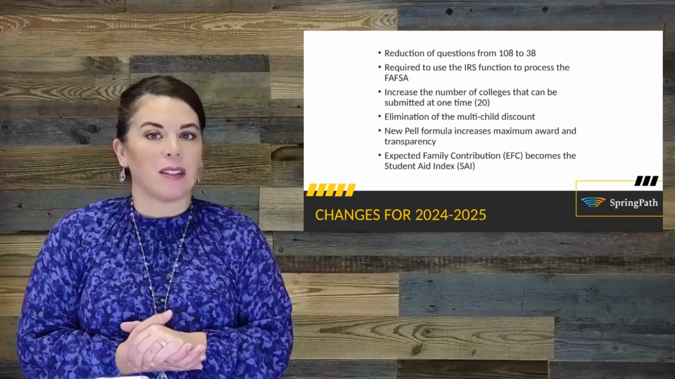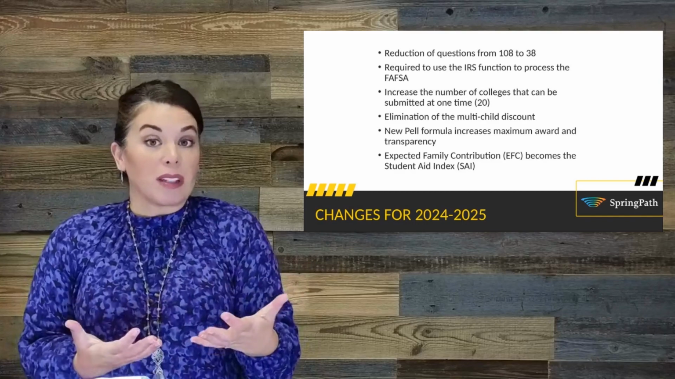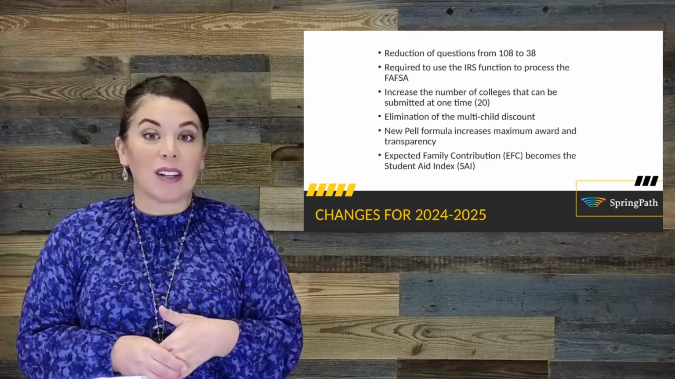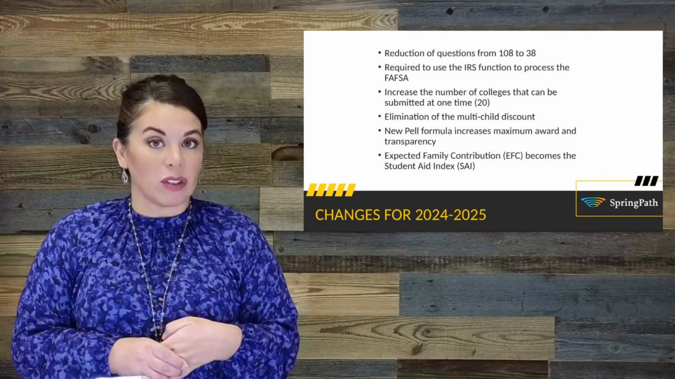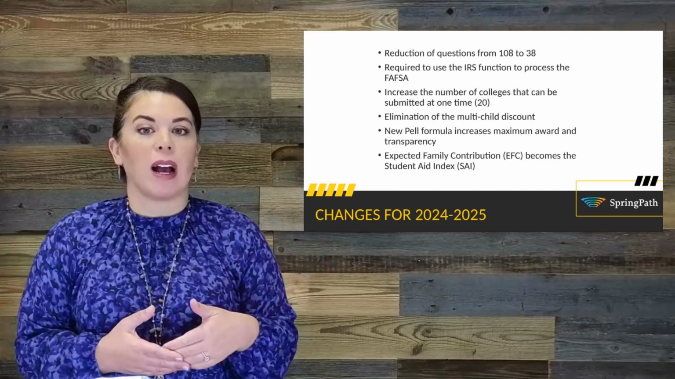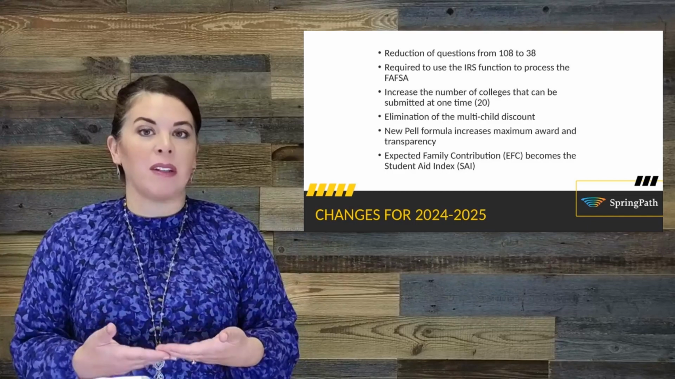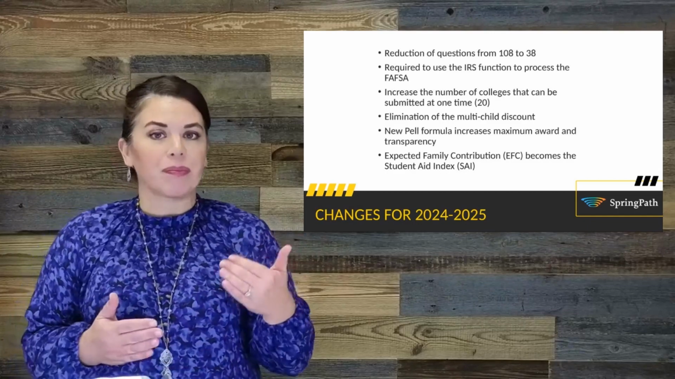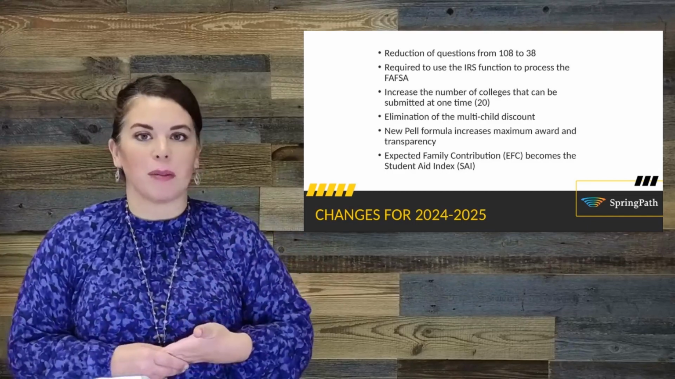So one is a reduction in the number of questions. That's a good thing, from 108 questions down to 38 questions. And again, I mentioned the requirement to use the IRS function to process the FAFSA. That's also a change.